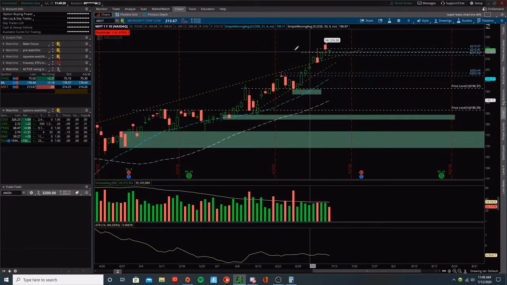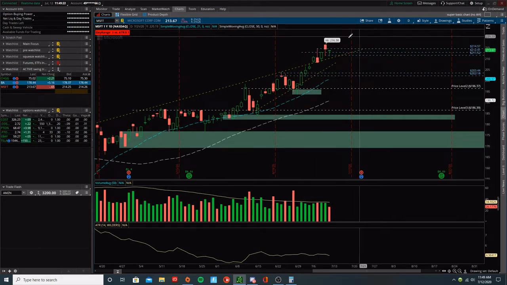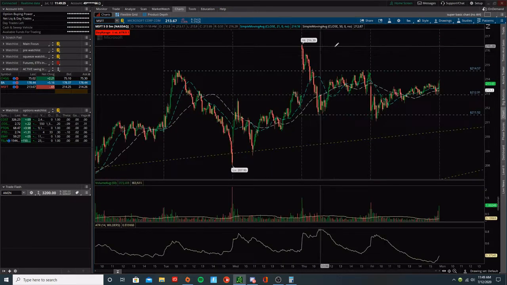But we're still above, and we have a nice lower wick showing that buyers bought it up. So if we can break 216, I think we can see 220 this week, especially with the earnings run up.